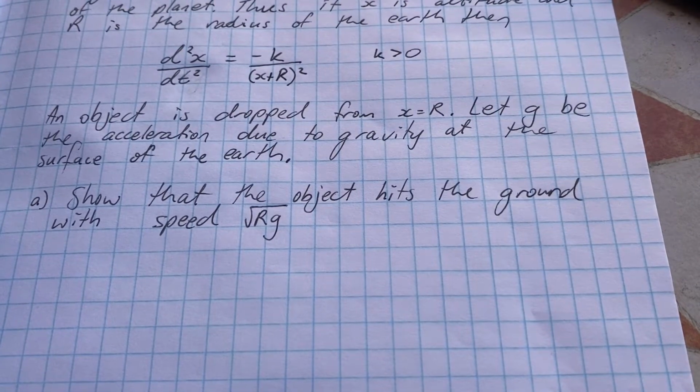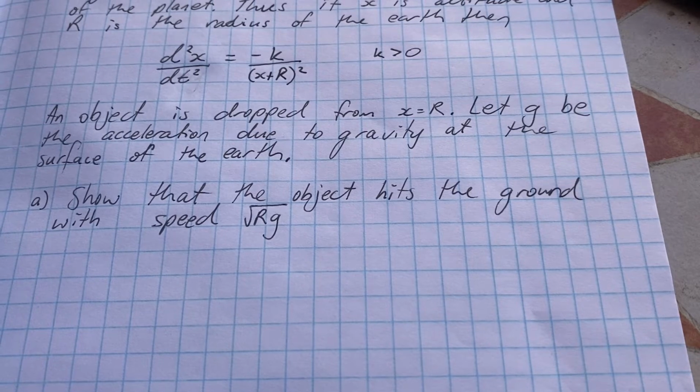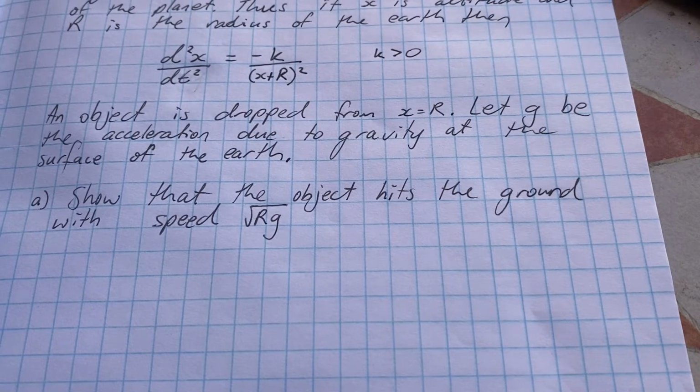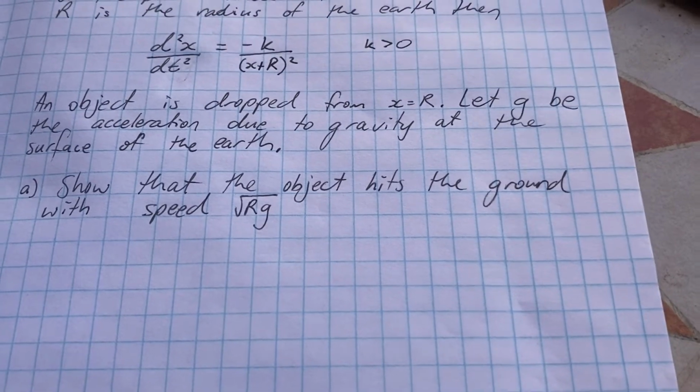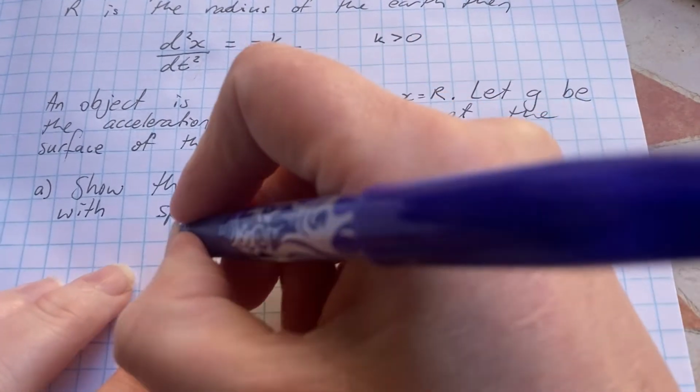Let g be the acceleration due to gravity at the surface of the Earth. So that gravity, the closer you are to the Earth, the stronger that pull. So that can actually vary as well. But we're saying g is the amount of gravity when you're on the surface. So part A is show that the object hits the ground with a speed of the square root of r times g. Now, in order to do this question, the first thing that I would like to do is work out what that constant of proportionality is.